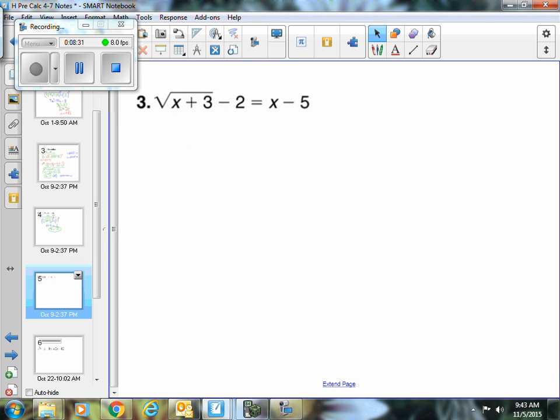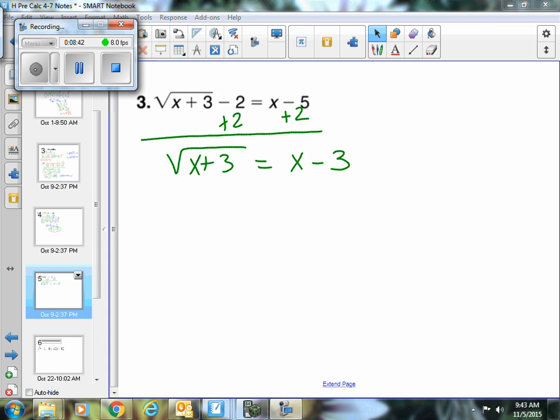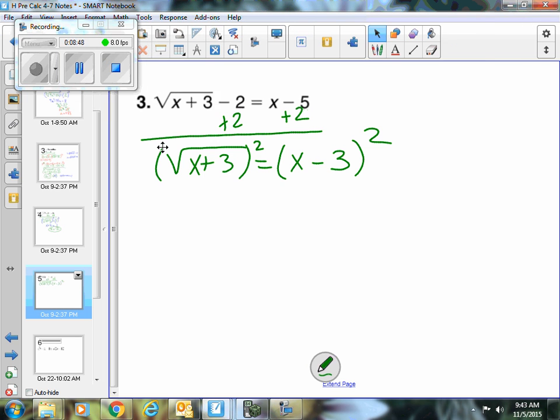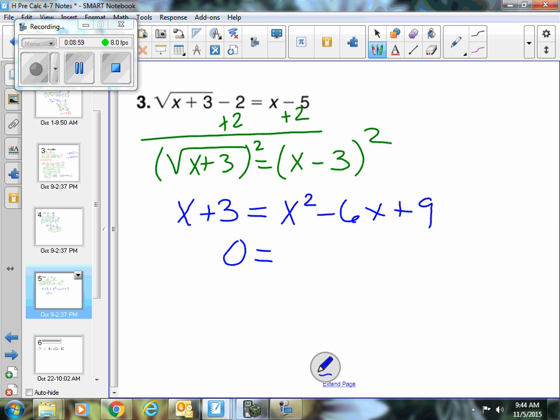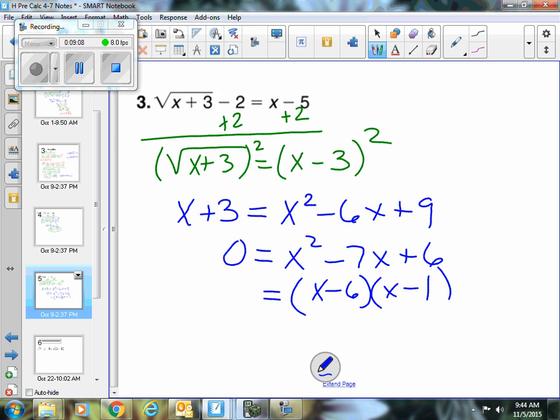Okay, one more like our other even root. Let's try this one. Again, pause the video, see if you can solve it through and check your answers. Then check your work with mine and see how that goes. All right, so we isolate the radical. I'm going to square both sides, and be careful when you do that. That's going to be FOIL, so x squared minus 6x plus 9. On the other side, when I square a square root, I get that expression underneath. Move those terms to the other side, and then see if you can solve by factoring. So we get x minus 6, x minus 1. So our 2 possible solutions are 6 and 1.